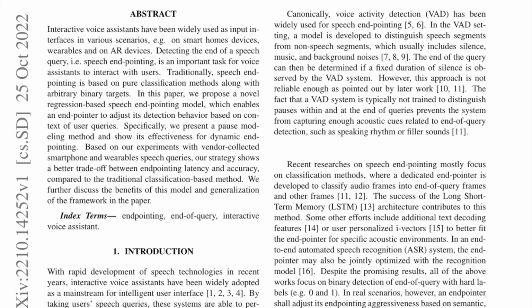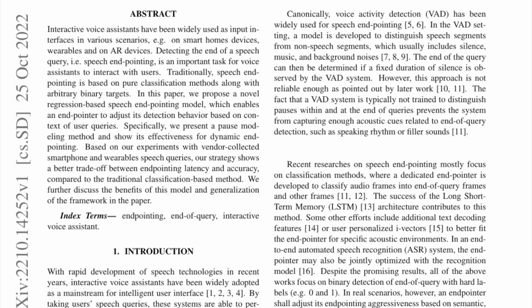Abstract. Interactive voice assistants have been widely used as input interfaces in various scenarios, for example, on smart home devices, wearables, and on AR devices. Detecting the end of a speech query, that is, speech endpointing, is an important task for voice assistants to interact with users. Traditionally, speech endpointing is based on pure classification methods along with arbitrary binary targets. In this paper, we propose a novel regression-based speech endpointing model, which enables an endpointer to adjust its detection behavior based on context of user queries.